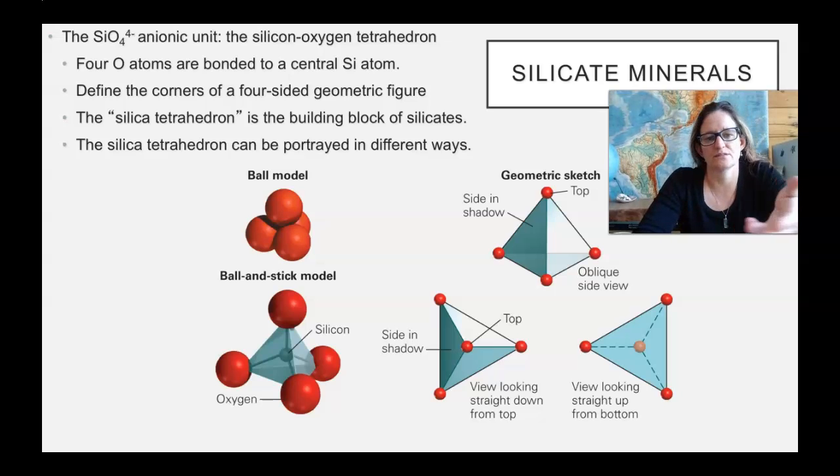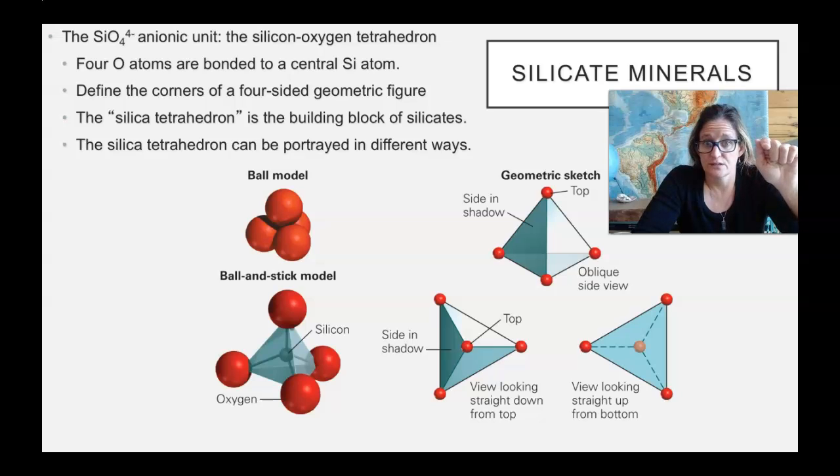So here are different ways to show that model of the silicate tetrahedron. All of the silicate minerals have this as their base, the silicate tetrahedron, and then you can add in cations. Quartz doesn't have any other atoms, but all the other silicates are going to have cations attached to that silicate anion, the tetrahedra that acts as the anion.